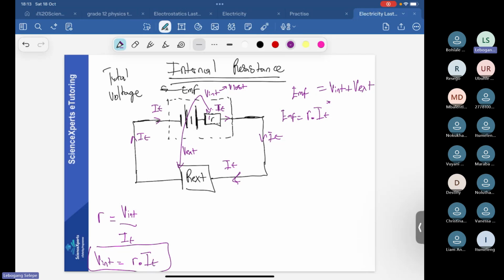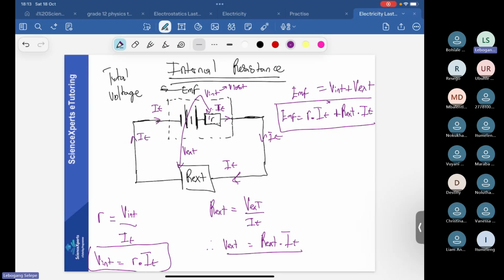Apply Ohm's law as well on the R external. I would have that R external is equal to V external over the total current passing through R external, over I total. Therefore, V external is equal to R external multiplied by the total current. Go and substitute this there, plus R external multiplied by the total current. Are you guys not familiar with this formula?